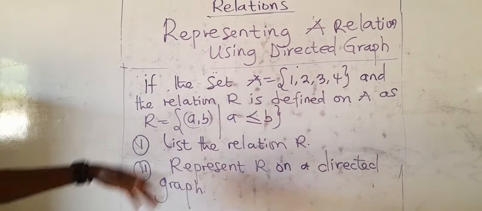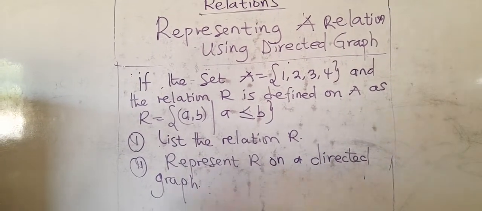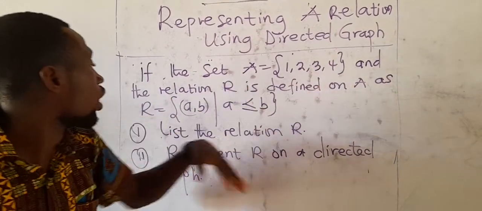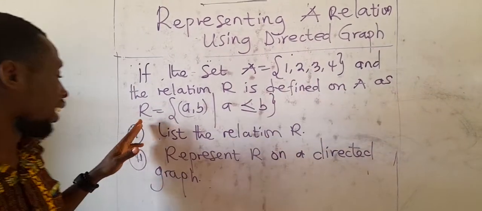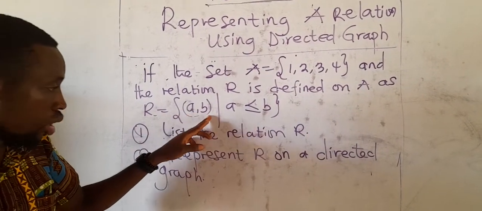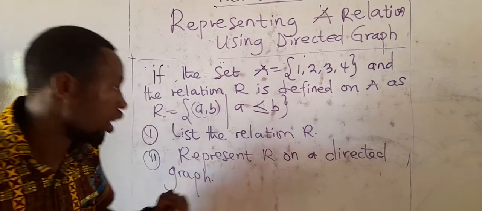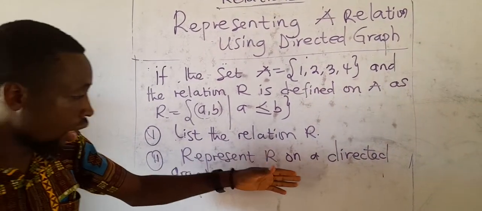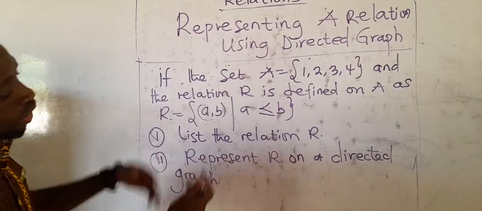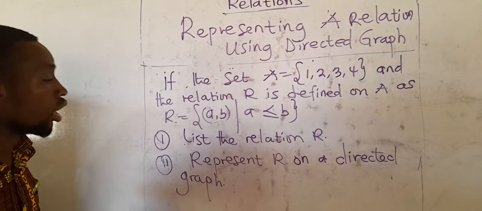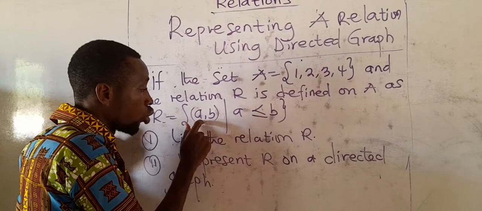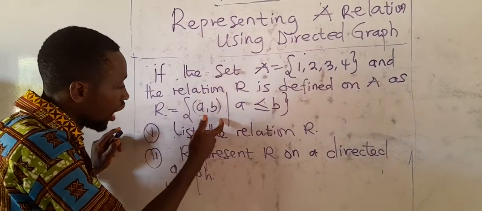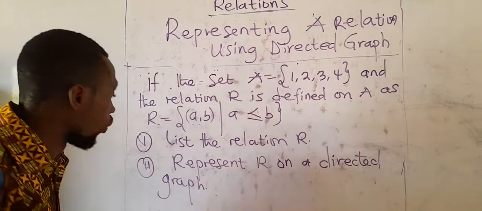Okay, so another question so that we can represent the relation on a directed graph. They say, if the set A is this and the relation R is defined on A as R equal to the ordered pair (a, b), where a is less than or equal to b, then the first aspect is to list the relation R, then represent R on a directed graph. I hope we did these two already, but we'll see how we can solve that again. We'll find an ordered pair where the first one is either equal to the second one or less than it. So let's see how we solve the first aspect.